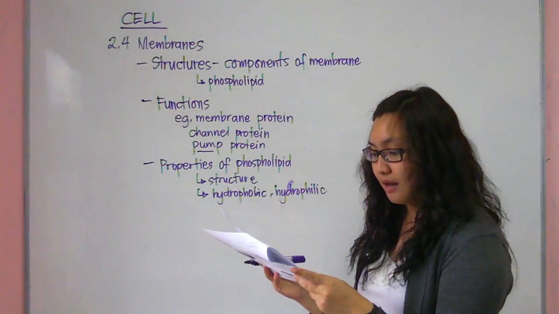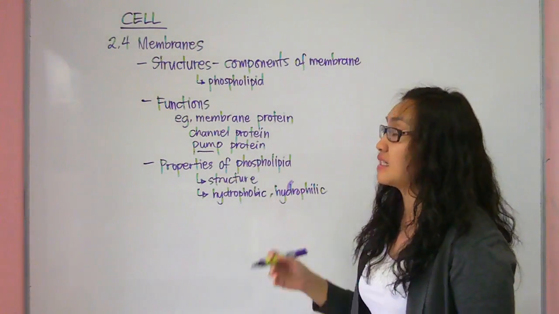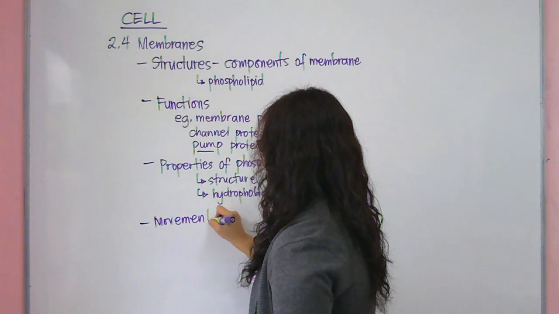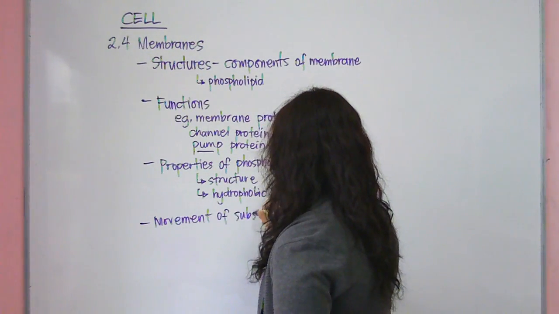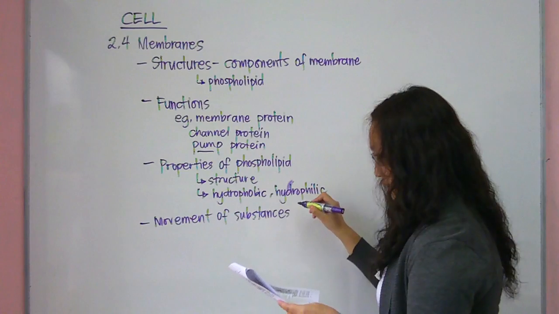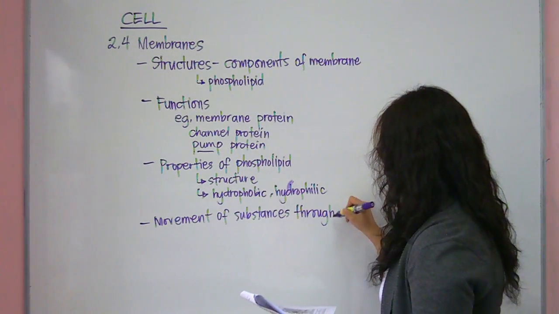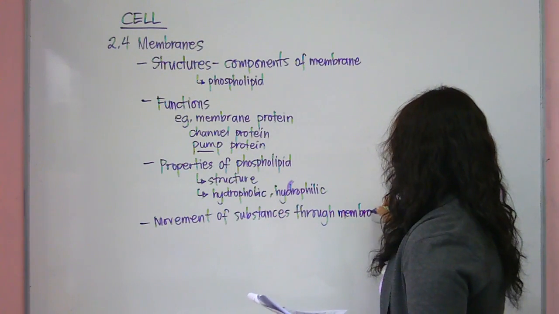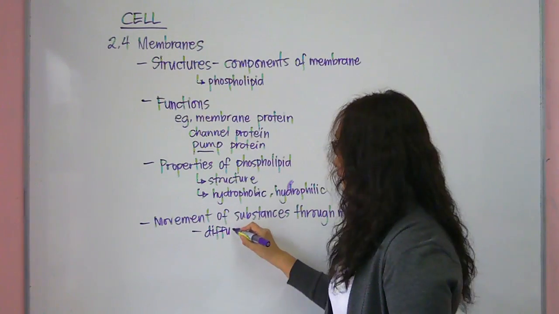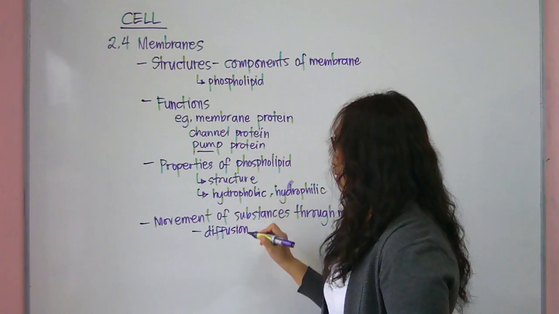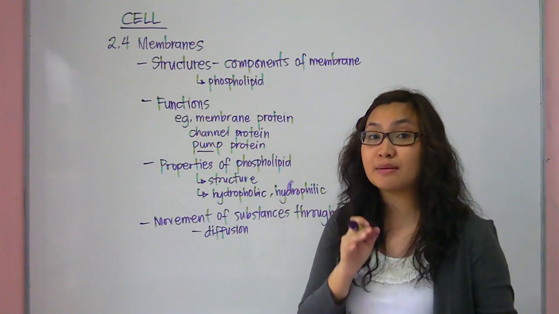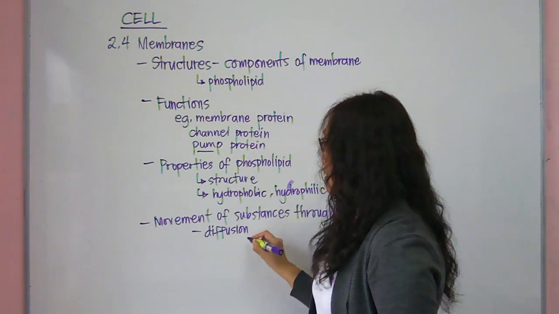The next area that we need to discuss about membranes is the movement of substances, such as solutes or nutrients, through membranes. We will discuss diffusion, osmosis, active transport, and facilitated diffusion, and of course we also need to differentiate between simple diffusion and facilitated diffusion.